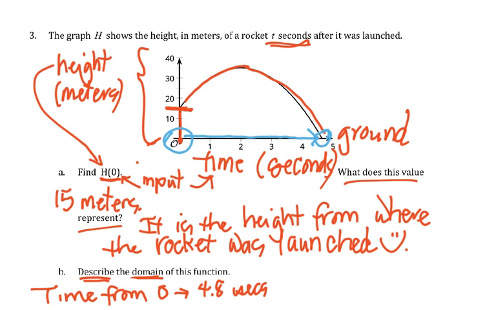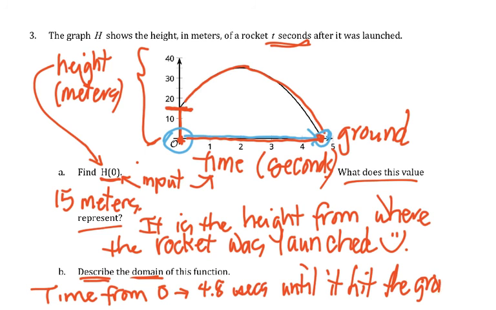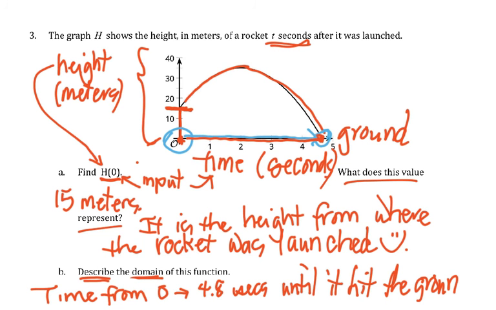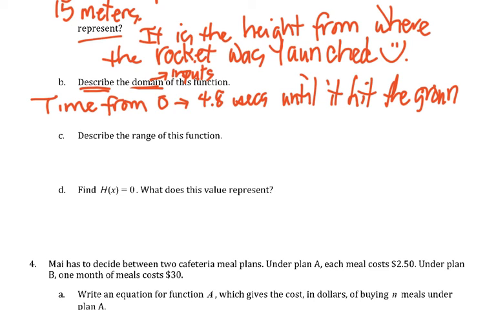Definitely. So the time started at 0. That's when we launched it. And over time, right, along the bottom until it hit the ground. So the time from 0 to 4.8 seconds until the rocket hit the ground. So that's describing the domain, or all of the possible inputs. Remember, the domain are inputs.